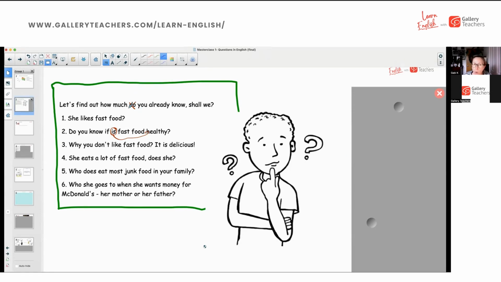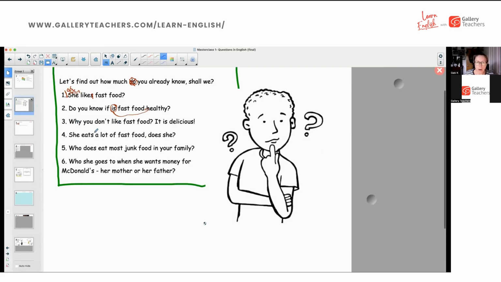Right? So what happens is you don't need this. We just remove it altogether. How about number one? Okay, give me some idea. So she likes fast food. What's wrong with this question? Something is missing, right? So what we need is this. So does she like fast food? That's it, Christina. Now, number three. What do you think about number three? Why you don't like fast food? It's delicious. Why don't you like fast food?